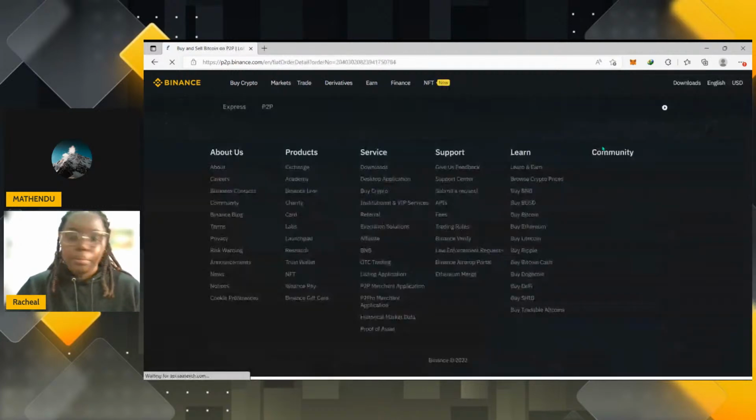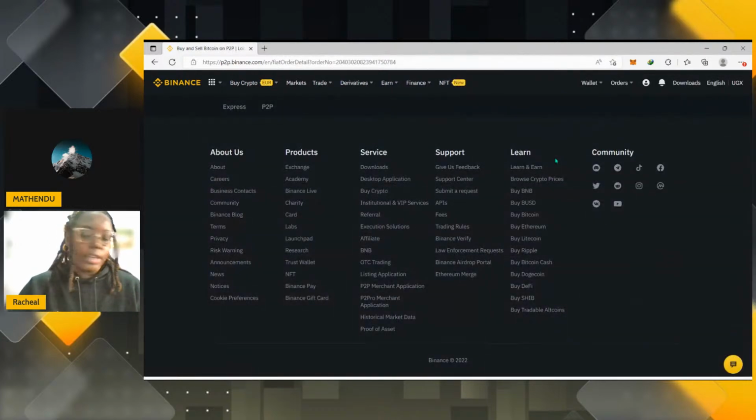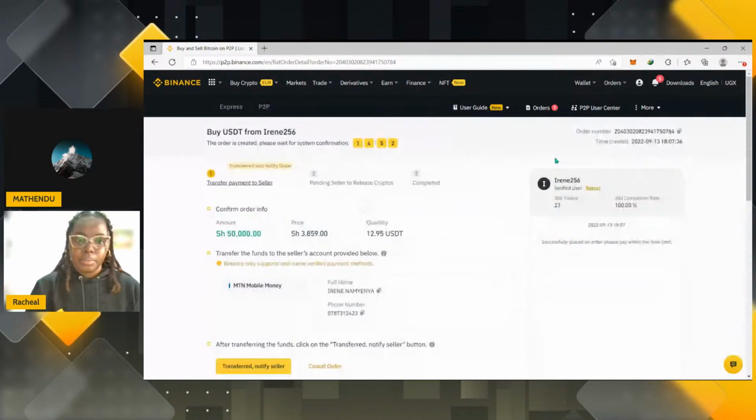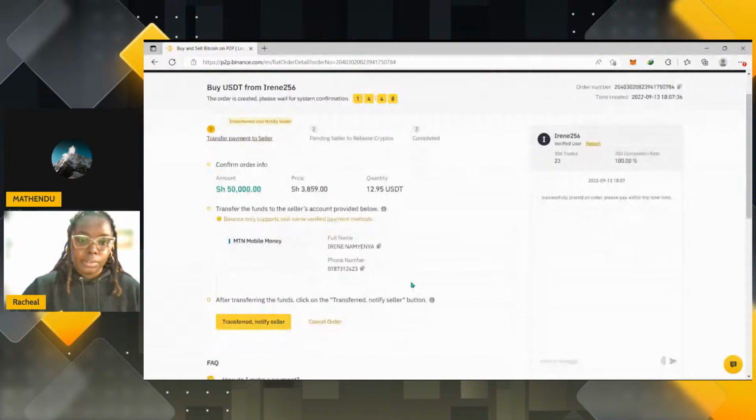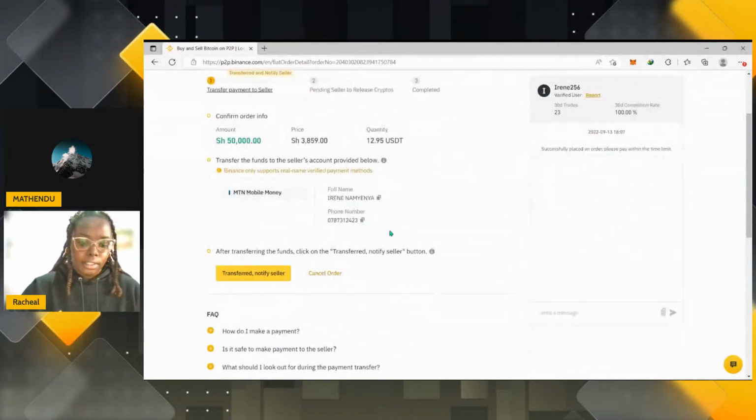So after clicking buy, I'm going to get off the site and use my phone. So I'm using my phone to make the payment. So I take the person's phone number and make the payment, which is what I'm doing right now.